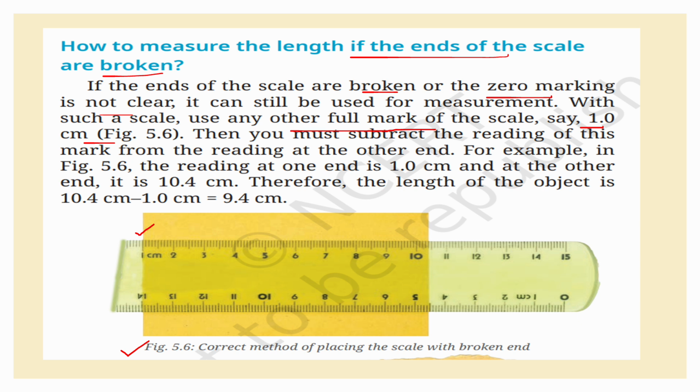Then you must subtract the reading of this mark from the reading at the other end. For example, in figure 5.6, the reading at one end is 1 centimeter. At the other end, what is the reading? It is 10.4 centimeter. Therefore, the length of the object is 10.4 centimeter minus 1 centimeter, that is 9.4 centimeter. So this is the correct method of placing a scale with a broken end.